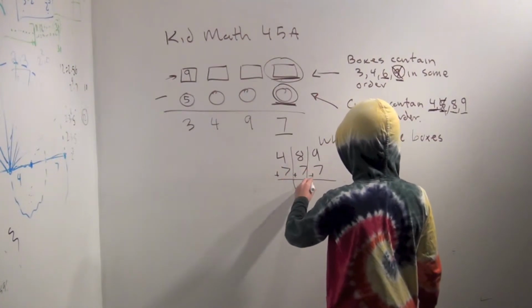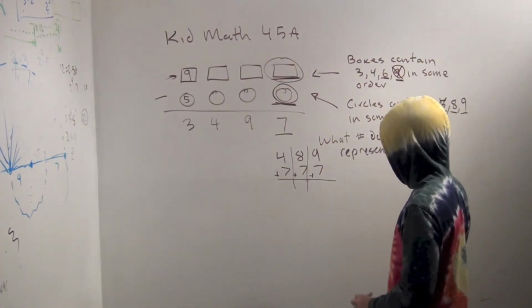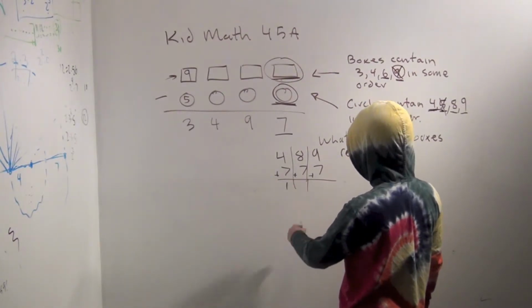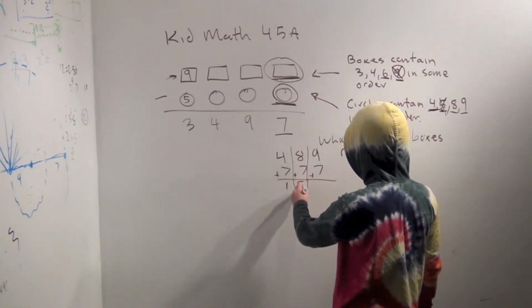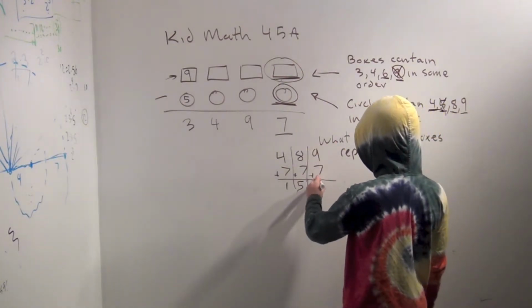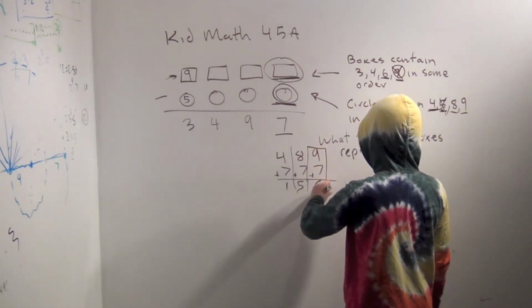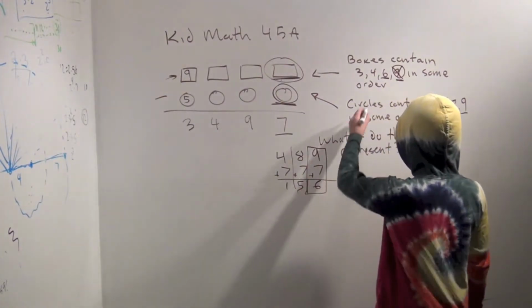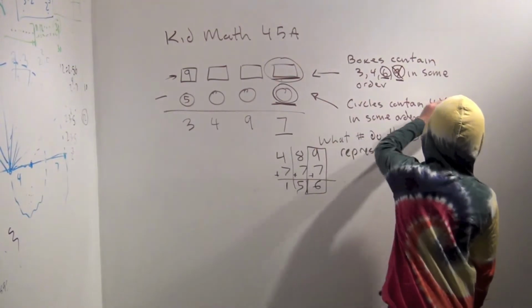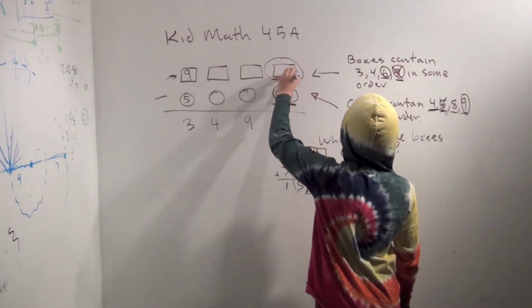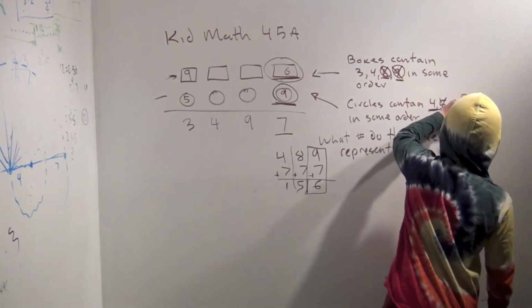Let's write this. 4 plus 7 ends in a 1. We don't have a 1. 8 plus 7 ends in a 5. We don't have a 5 on the top. And 9 plus 7 ends in a 6. It has to be this, the only one we actually have. So it tells us the 9 is here and the 6 here.